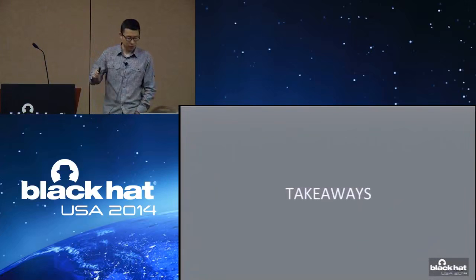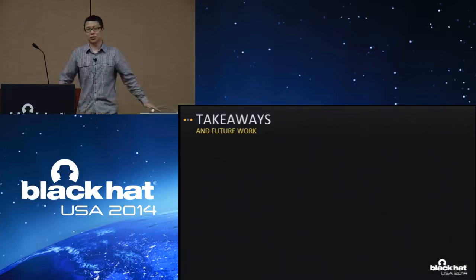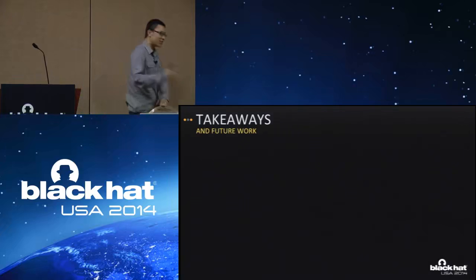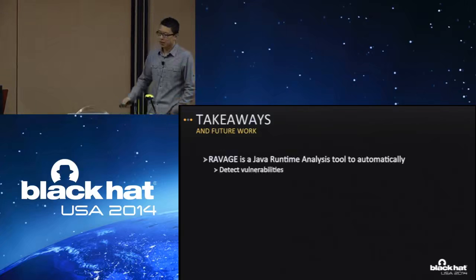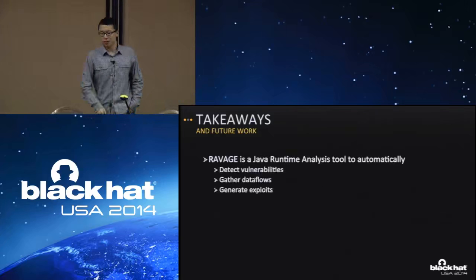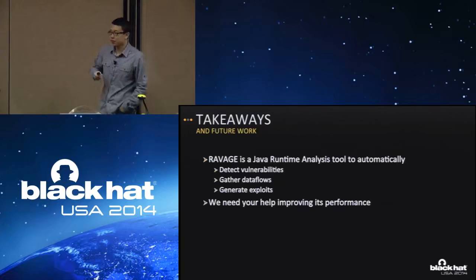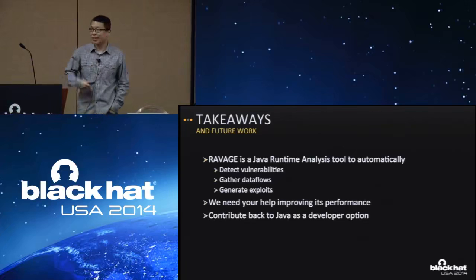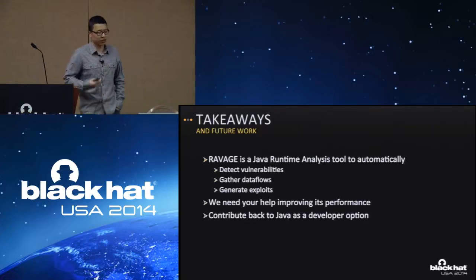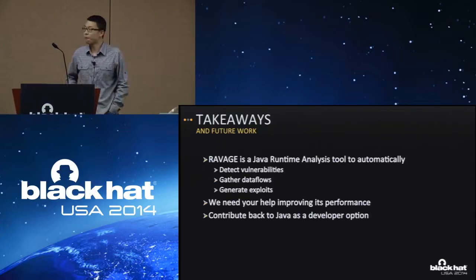So I'm going to talk about what you can take away from the presentation. So suppose you just forgot everything I've just said. That is okay. I have a one-sentence summary of what Ravage is. Ravage is a Java runtime analysis tool that's able to detect vulnerabilities, gather data flows, and generate exploits. And we need your help on improving its performance, especially on making the JIT compiler work with Ravage. And also, at the end of the day, if we can contribute back to Java or OpenJDK, we can make it available to more people and regular developers to use it.